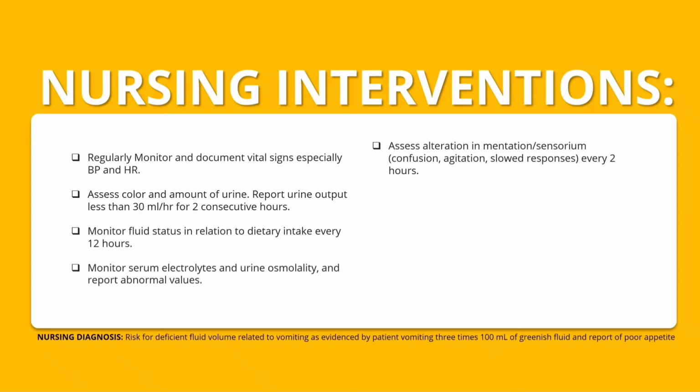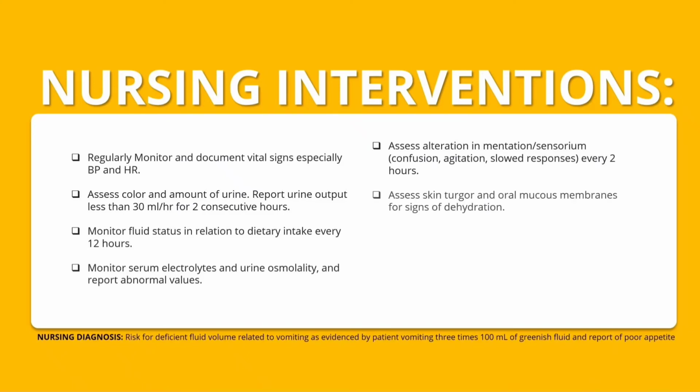Next is to assess alteration in mentation or sensorium every 2 hours, because it may be caused by abnormally high or low glucose, electrolyte abnormalities, acidosis, decreased cerebral perfusion, or developing hypoxia. Impaired consciousness can predispose the patient to aspiration regardless of the cause.